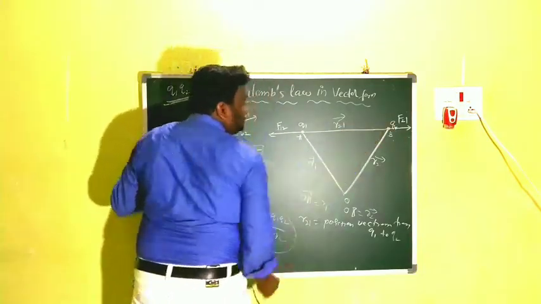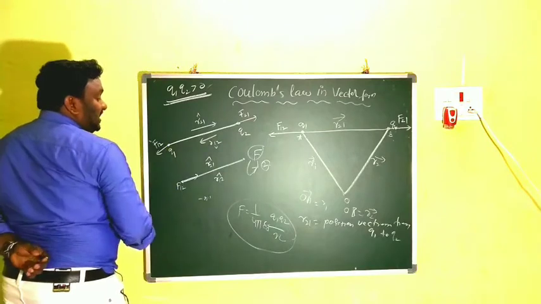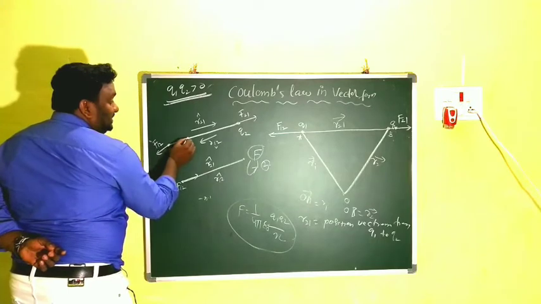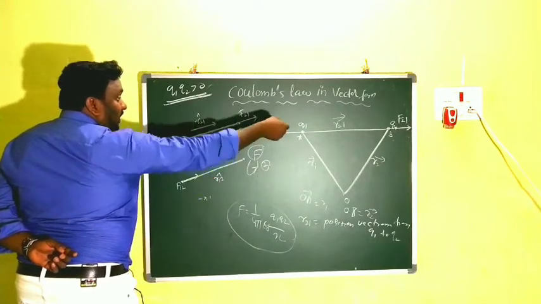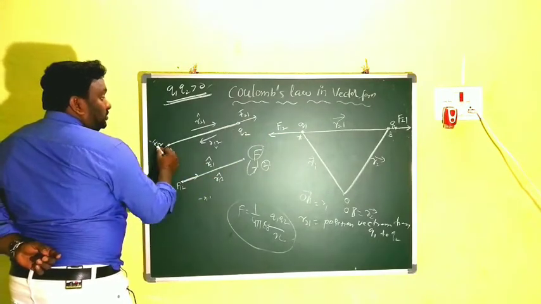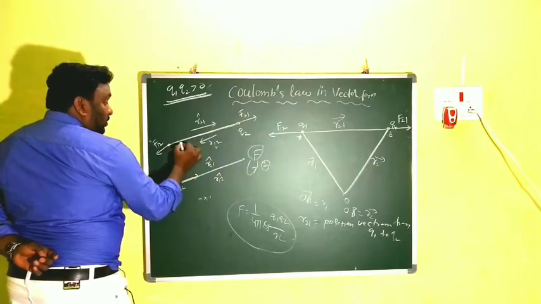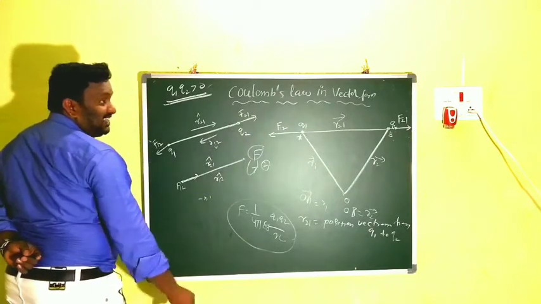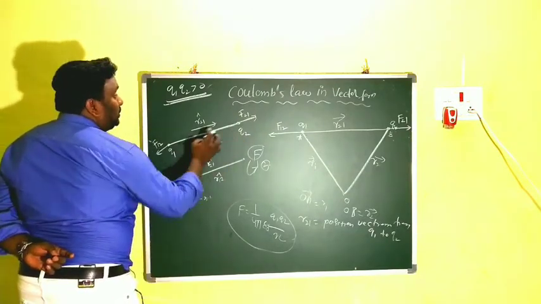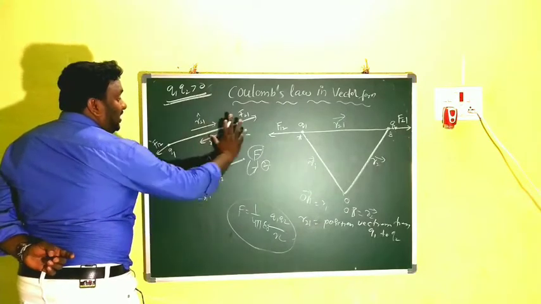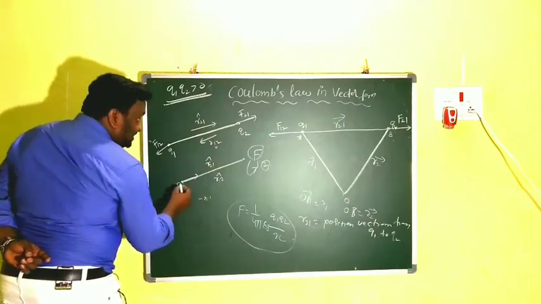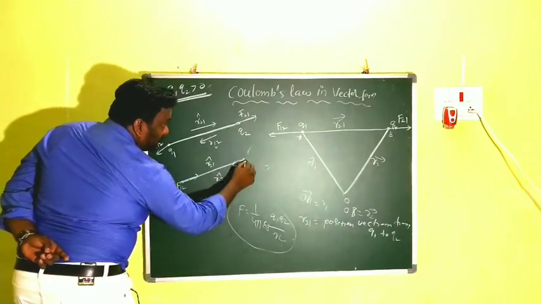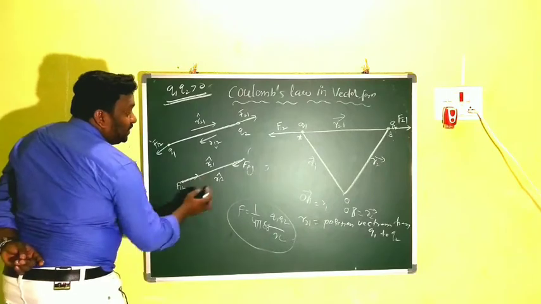So if Q1 Q2 is greater than 0, they are like charges and they repel. It should be shown like this. The diagram we are showing is just part of that. Here F12 is in this direction and F21 is in the opposite direction. That means Q1 Q2 must be greater than 0, and the force is repulsive.